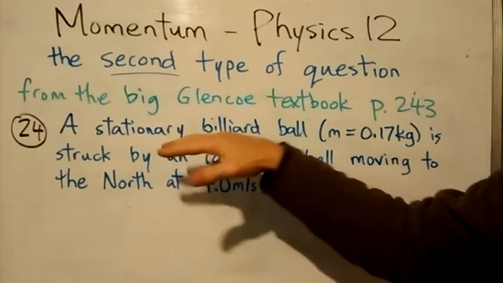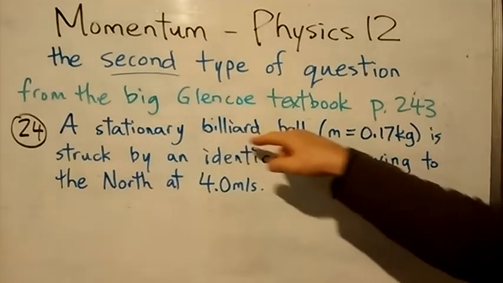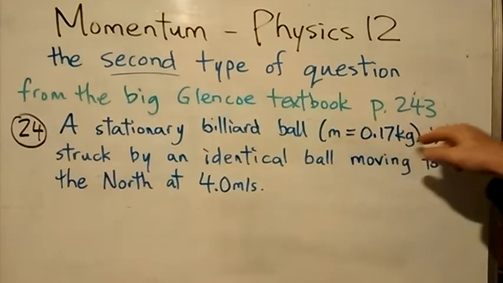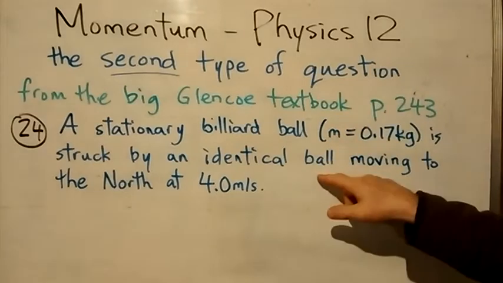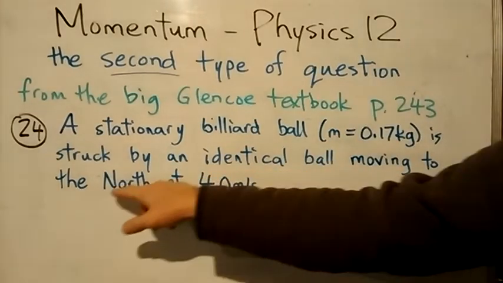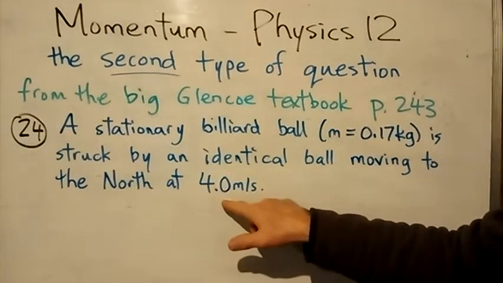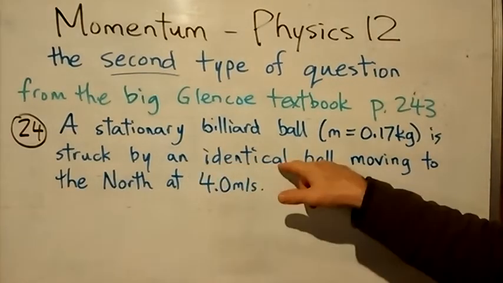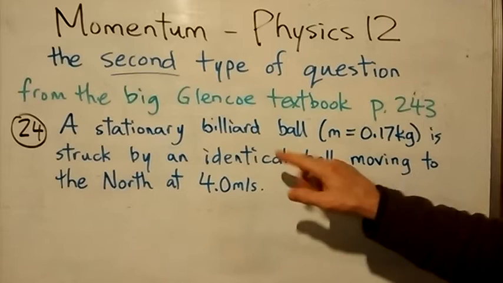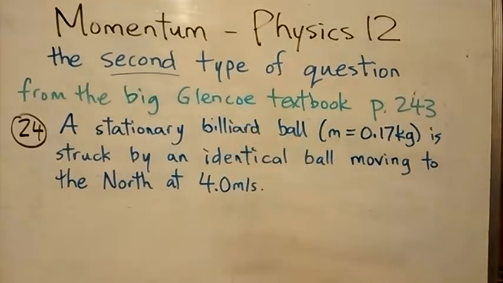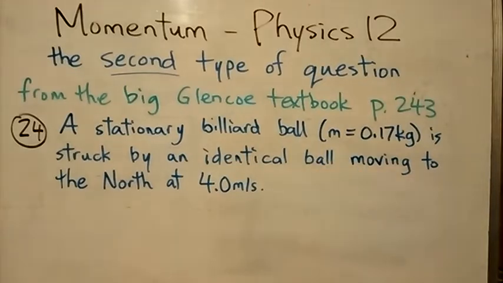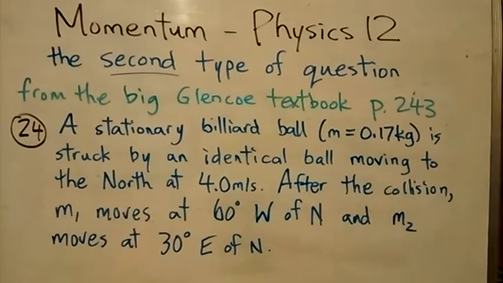We're talking stationary, not moving. That billiard ball is stopped. That's what stationary means. And it's struck by an identical ball moving, and I'll say it's to the north at 4 meters per second. And what happens is this ball, the identical ball, ends up moving off in one direction, and the stationary ball moves off at 90 degrees to that direction, as we'll see coming up. So changing a few words but keeping the same meaning.